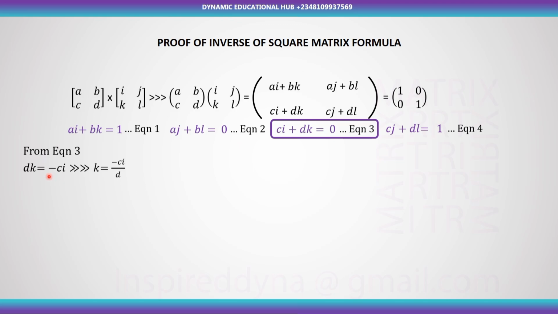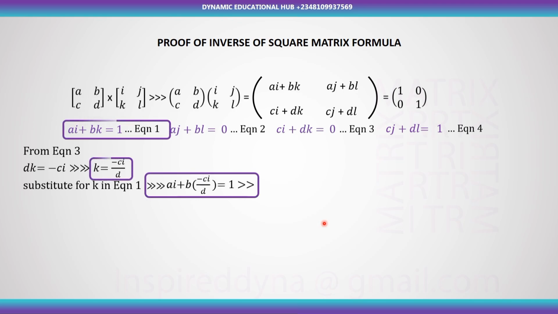So that is why we have DK is equal to minus CI. Divide both sides by D. To make K the subject of the formula, you have K is equal to minus CI over D. Now, we can substitute the value of K into equation 1. Substituting it in equation 1, what are we going to get? Where we see K, we can put what?